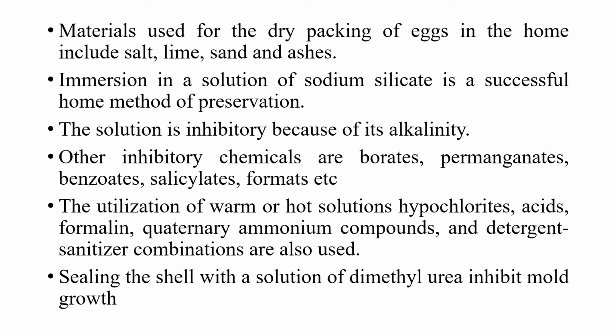The materials used for the dry packaging of eggs at home will usually include salt, lime, sand, and ashes. And the immersion in sodium silicate solution is a successful home method of preservation. The solution is inhibitory because of its high alkalinity, and other inhibitory chemicals are borates, permanganate, benzoates, etc. The use of warm or hot solutions, hypochlorite, acids, formalin, quaternary ammonium compounds, etc., are also used. And sealing the shell with a solution of dimethyl urea will help to inhibit mold growth.